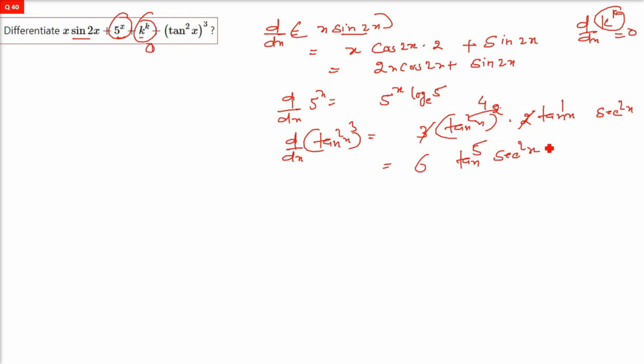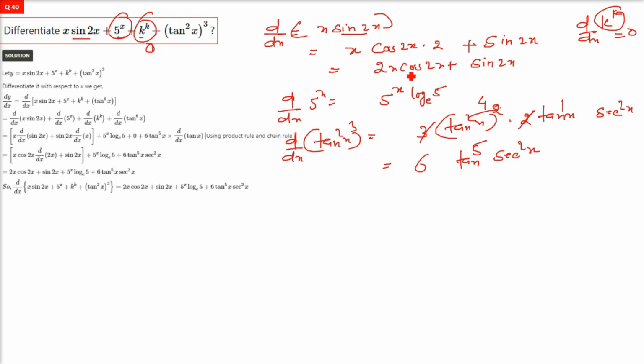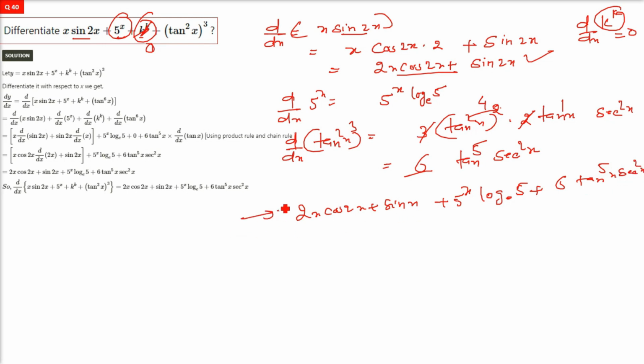So you need to verify, or if you are doing it by yourself, you can just validate. So it will be 2x cos 2x plus sin 2x, and then this was 0, so we have 5 to the power x log base e 5 plus 6 tan⁵ x and sec² x. This is your final result.